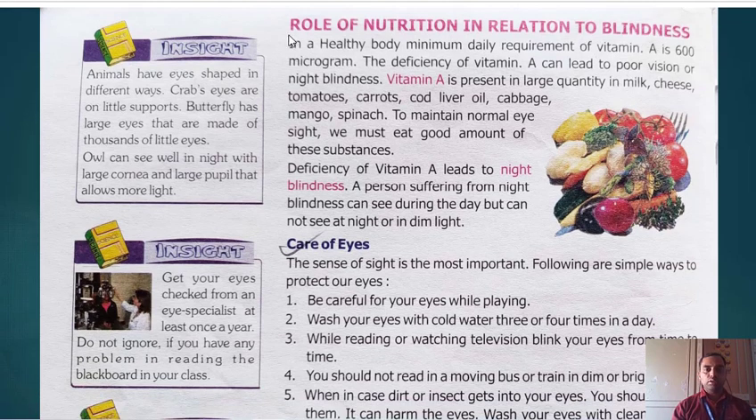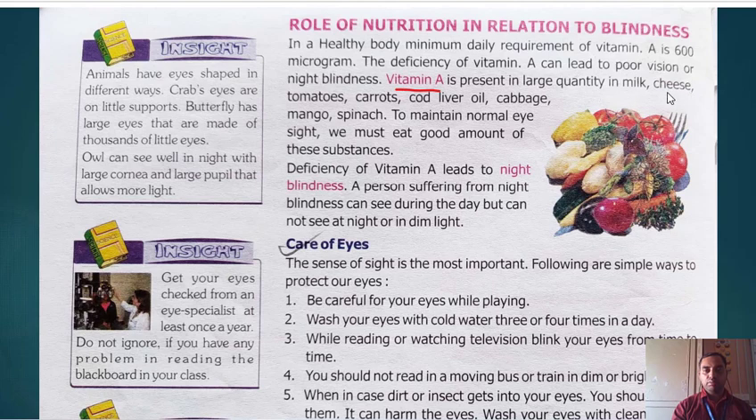Now, there are certain nutrients that help to strengthen our eye. Roles of nutrition in relation to blindness. There are certain foods, if you eat them, it will be better for your eye. For example, vitamin A is present in large quantity in milk, cheese, tomato. If you eat these, your eyes will be healthier.